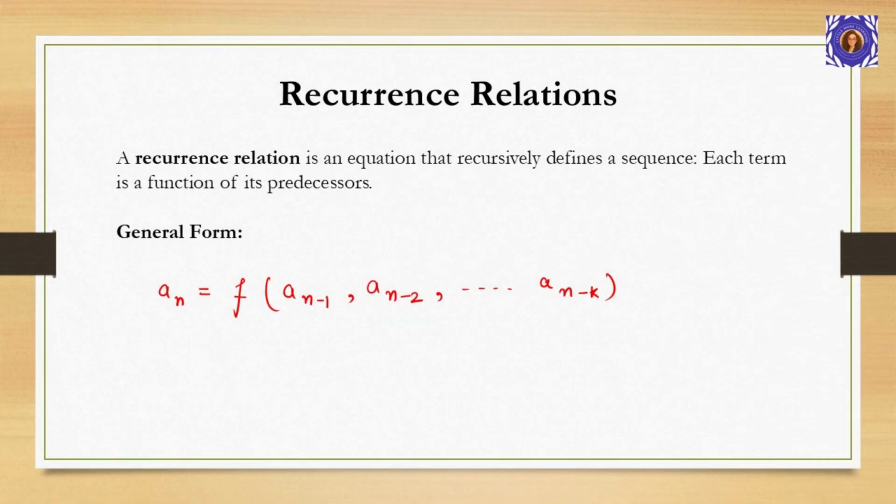A recurrence relation is an equation that recursively defines a sequence where each term is defined as a function of its predecessors. The general form is a_n equals f(a_{n-1}, a_{n-2}, up to a_{n-k}). Think of the Fibonacci sequence. Each term is the sum of the two preceding terms. That's a classic recurrence relation.